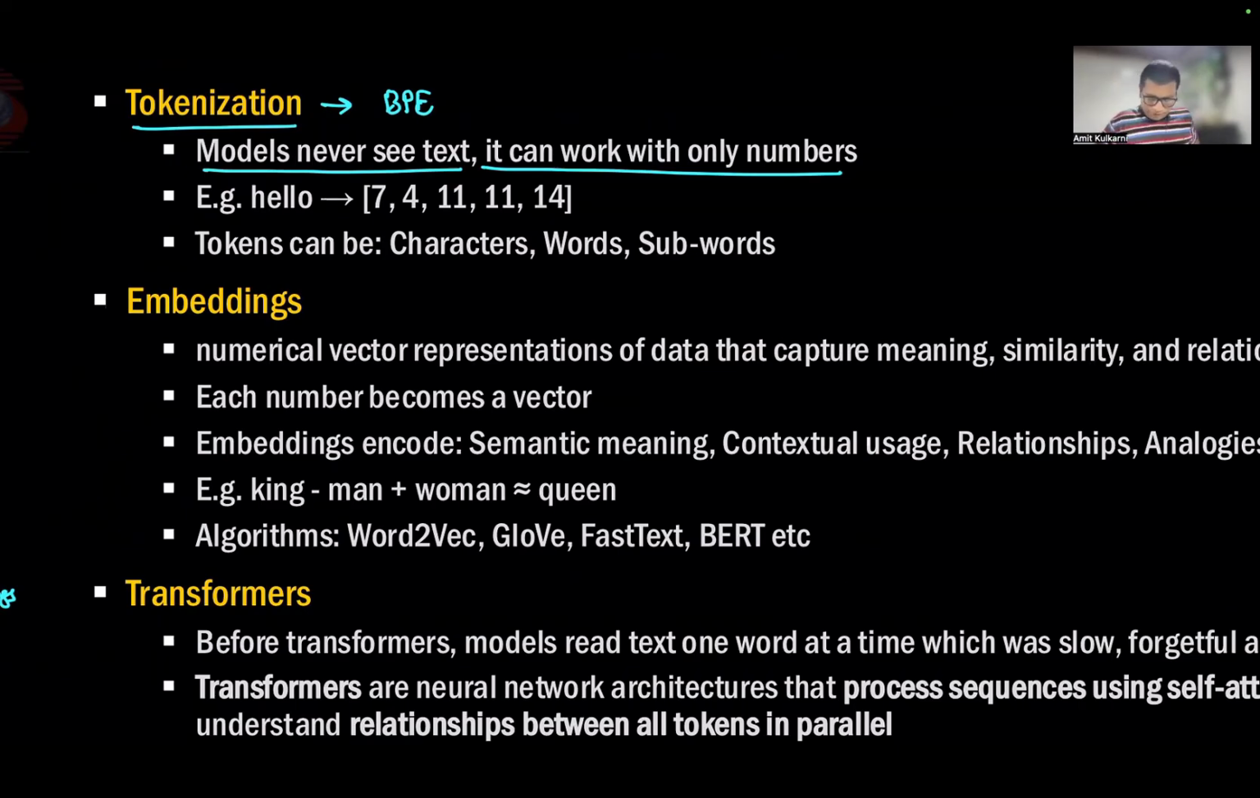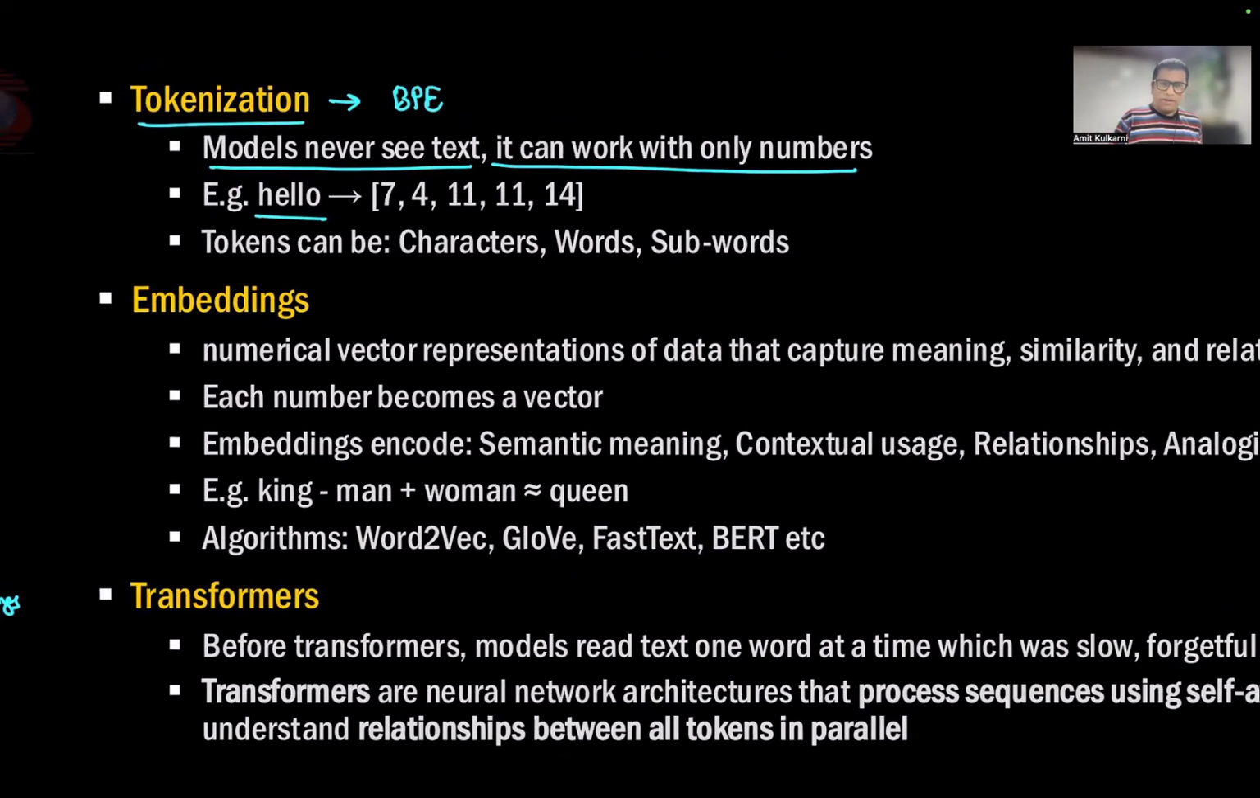That's the reason. So this is the word, for example, hello. In that case, we are talking about characters as tokens. So H is going to get converted into 7, E into 4, L into 11, L into 11, and O into 14. So this is tokenization. It's character level tokenization. Tokens can be characters, words, or subwords. When it is subwords, we generally go for an advanced tokenizer technique called BPE, byte pair encoding.